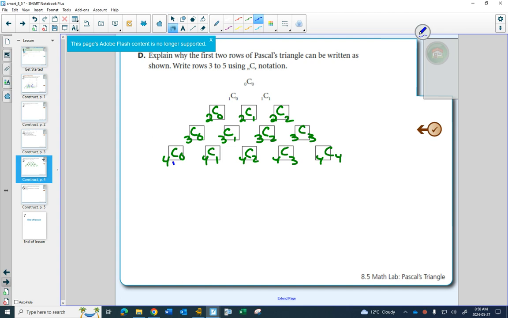If you did 4 choose 0, you would get 1. If you did 4 choose 1, you would get 4. If you did 4 choose 2, you would get 6. 4 choose 3 is 4. And 4 choose 4 is 1. And that's a row of Pascal's triangle.